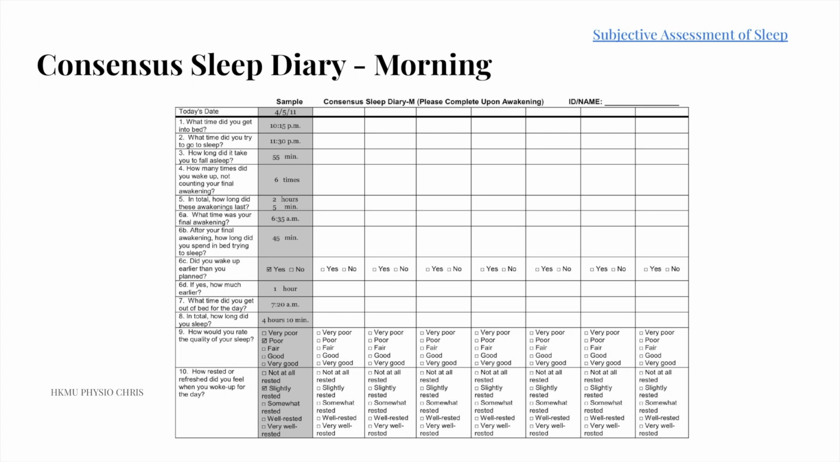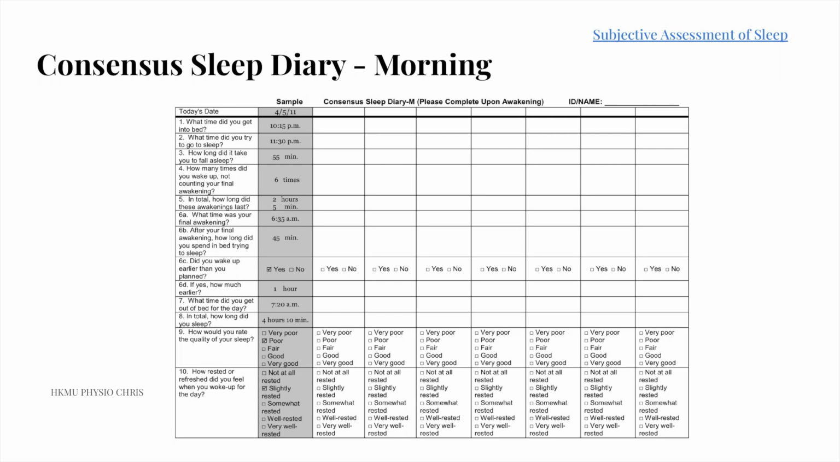Did you wake up earlier than you planned? If you woke up or were awakened earlier than you planned, check yes. If you woke up at your planned time, check no. If yes, how much earlier? If you answered yes to the previous question, write the number of minutes you woke up earlier than you planned on waking up. For example, if you woke up 15 minutes before the alarm went off, record 15 minutes here.